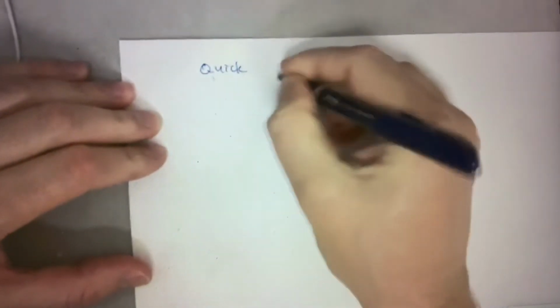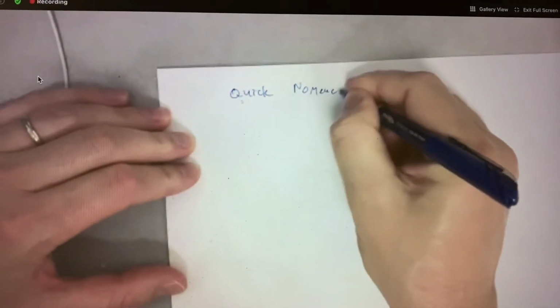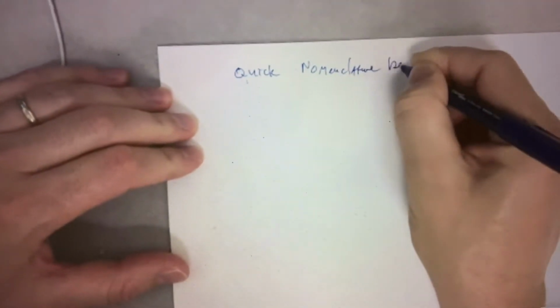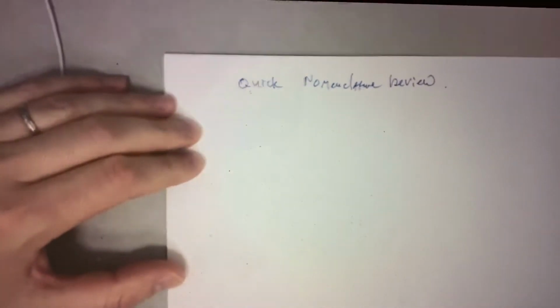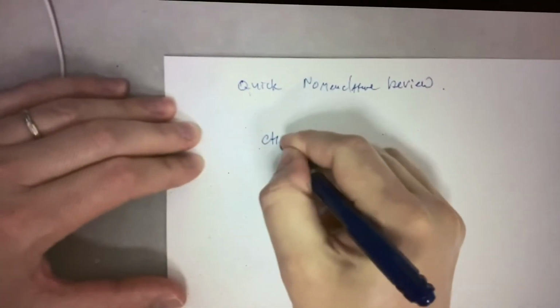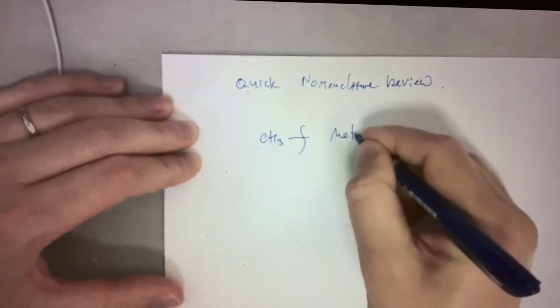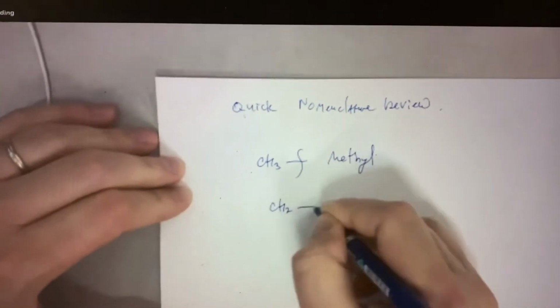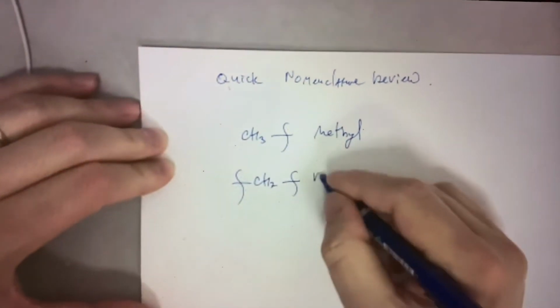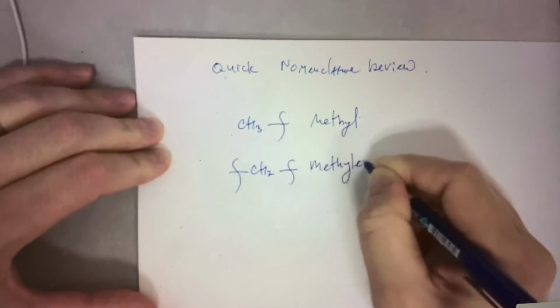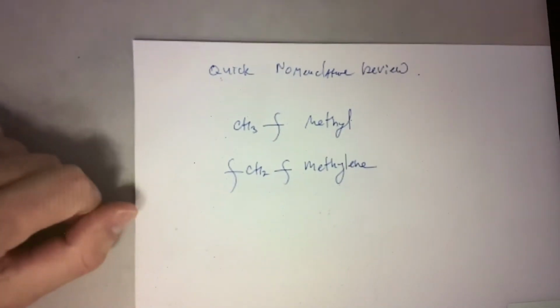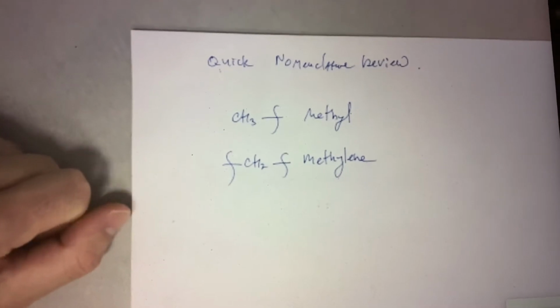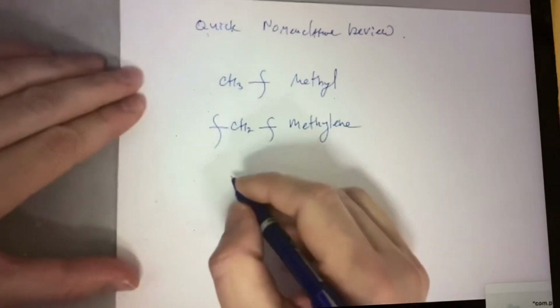Let's just do a quick review on nomenclature. We're going to talk about alkyl groups in particular. We know that this group is called a methyl group. When we have a CH2 group attached to something else, this is called methylene. So I'm going to use this language. I'm not going to ask you it, but I'm going to use this language. And I'm expecting that you can keep up with me on this particular language.